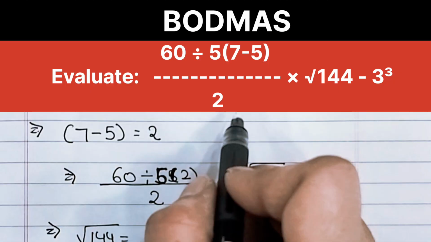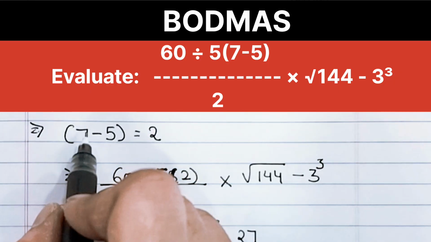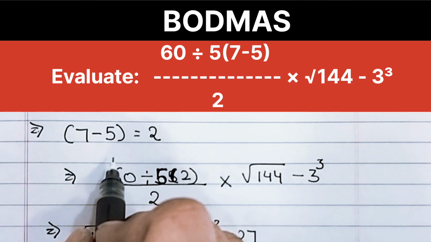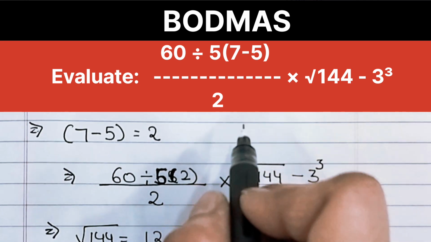Strictly following the BODMAS hierarchy, we ensure that every mathematical operator is handled in the correct sequence, leading to the final result. So the result is 117, and I hope it is clear.